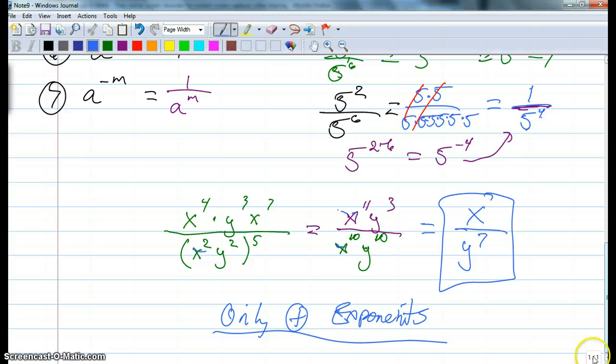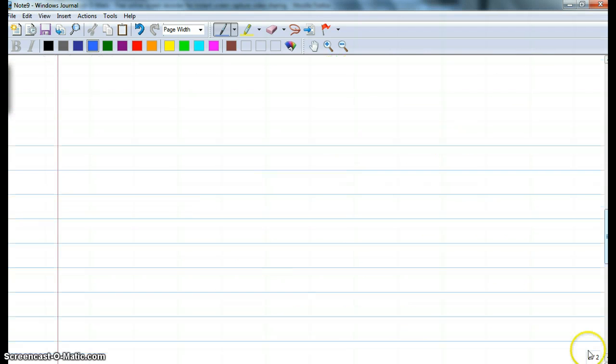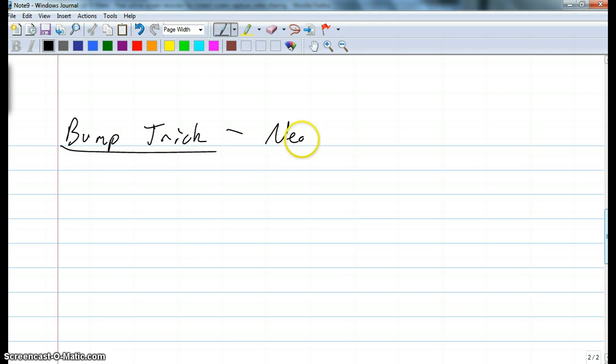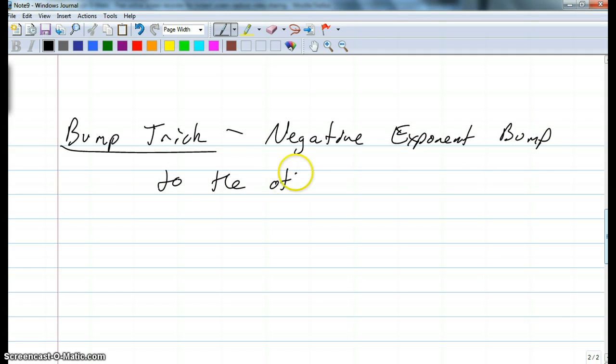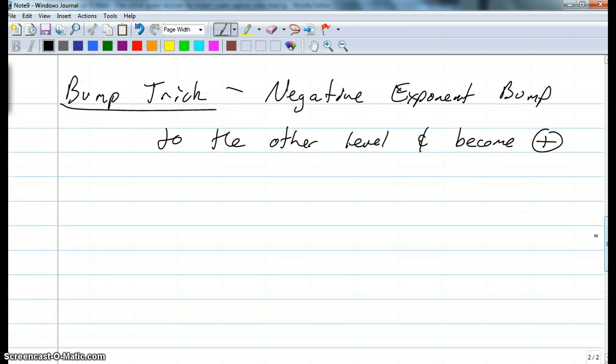Which brings me to my second trick. And this is called the bump trick. The bump trick says this: negative exponents bump to the other level and become positive.